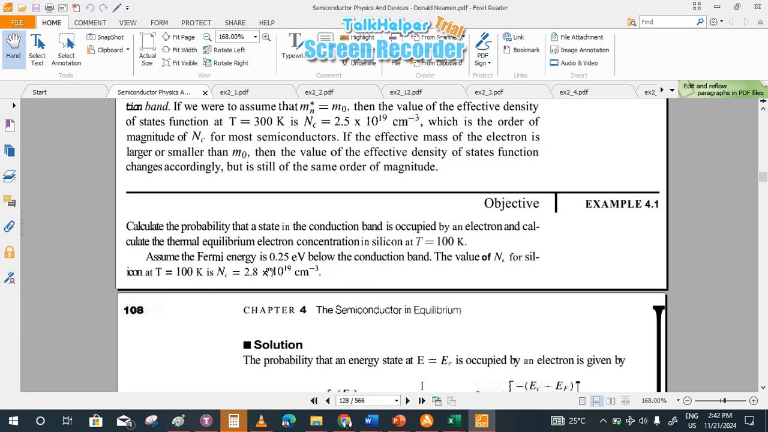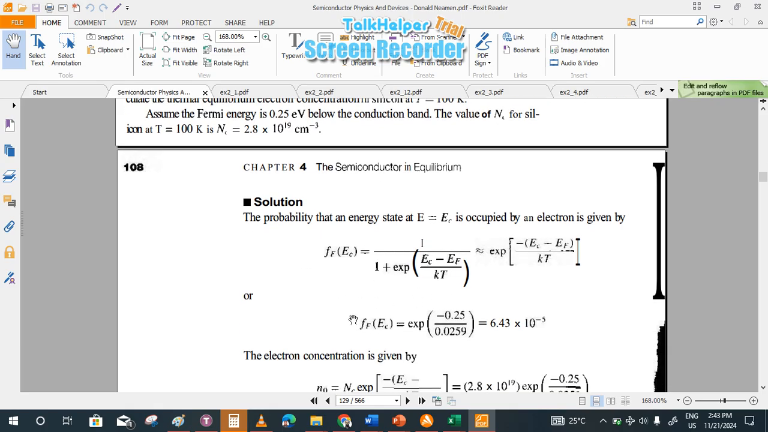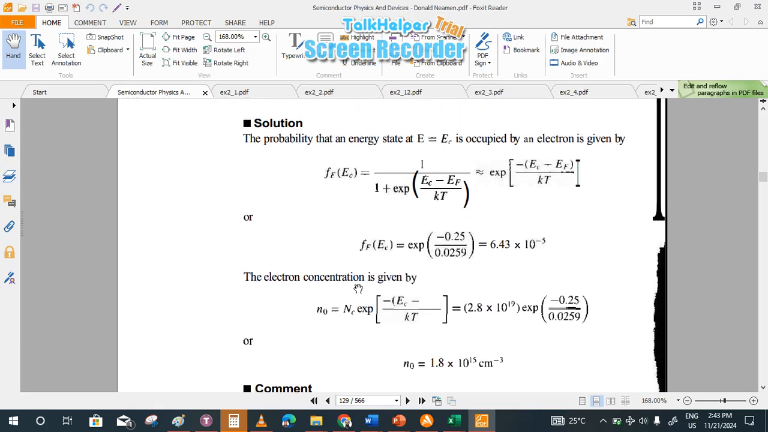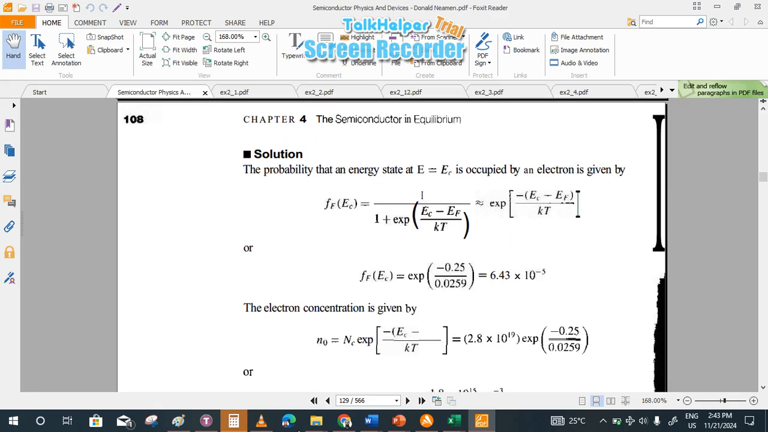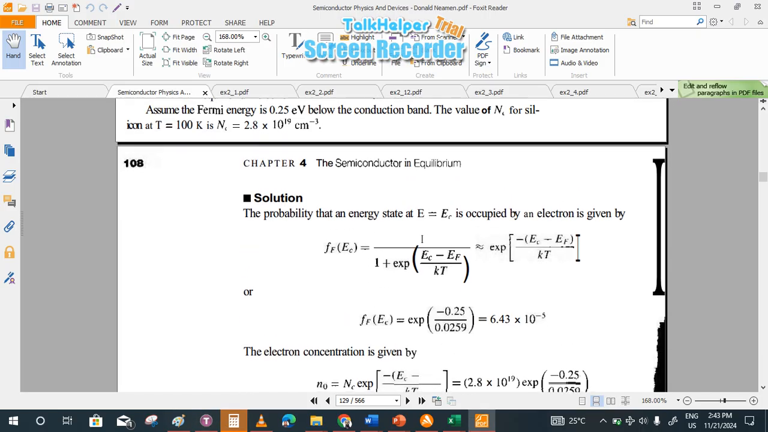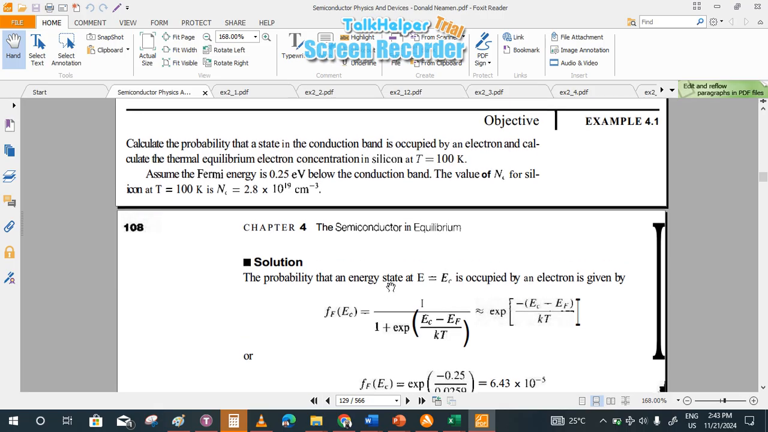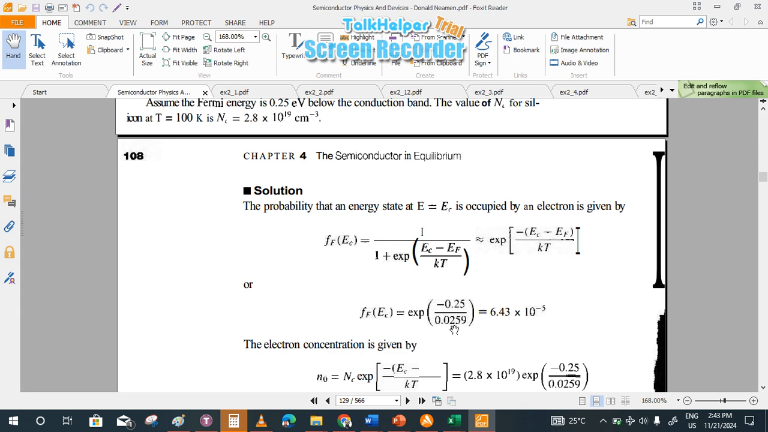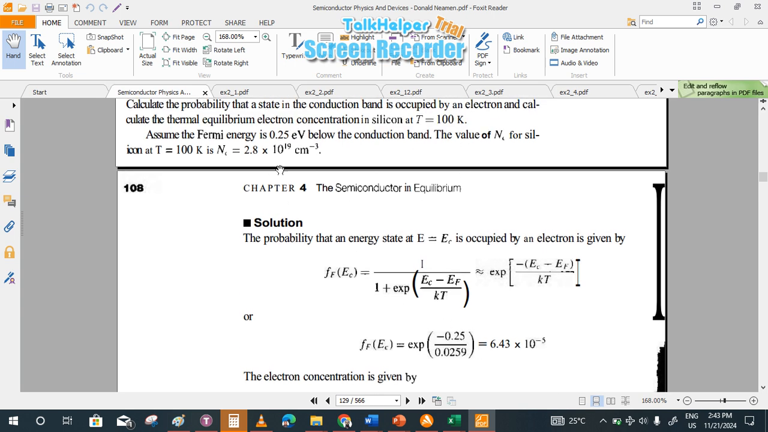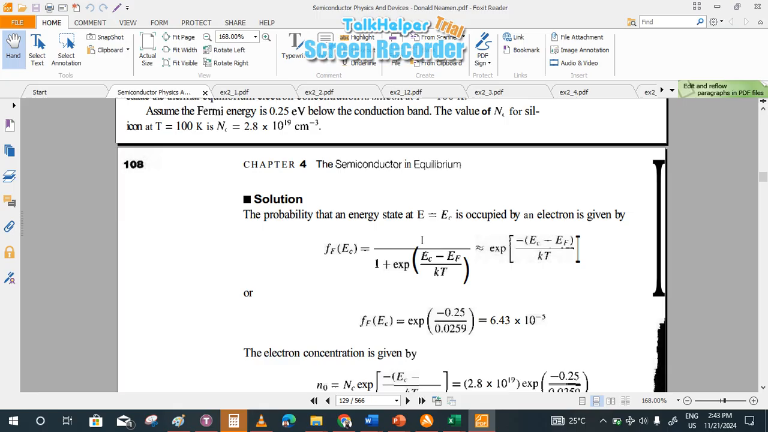So an example: assume the Fermi energy level is 0.25 electron volts below the conduction band. The value of nc will be what? So I think they were trying to, so if that is the case, we can have your concentration to be a function of a particular energy state. So in this case now, the probability of occupancy for an energy level that is 0.25 eV at 100 Kelvin, this is the probability of occupancy.